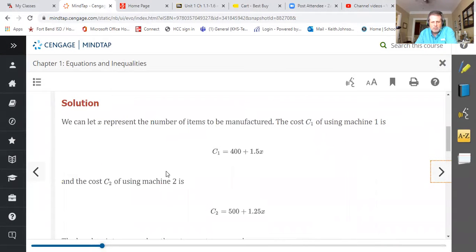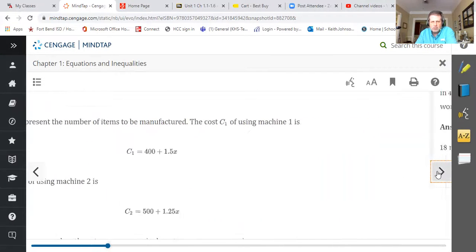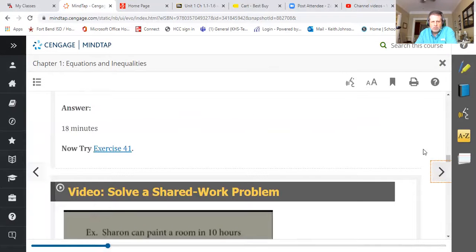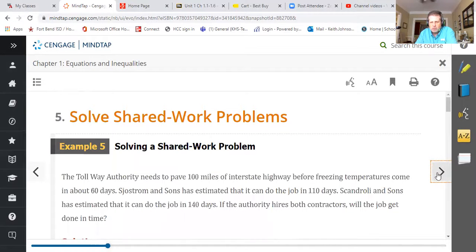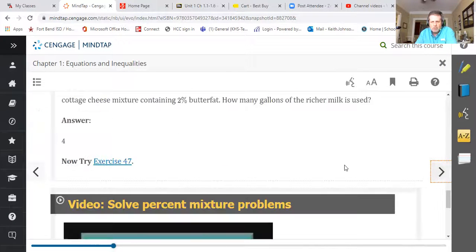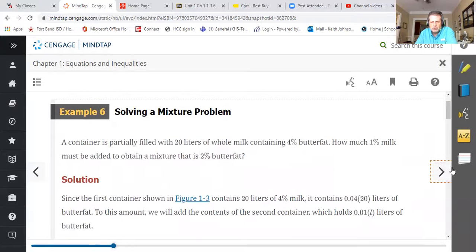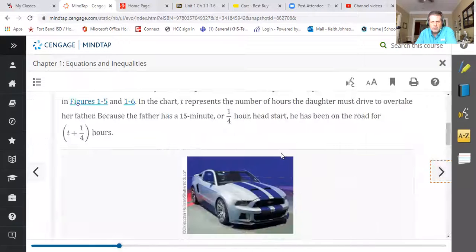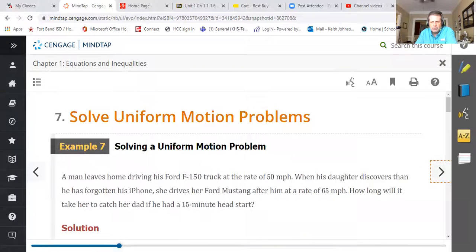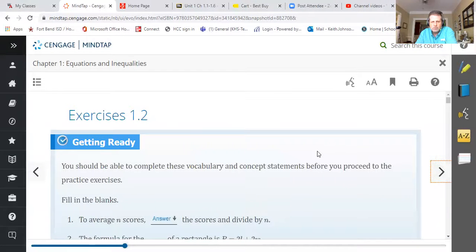What they are is you set the two equations equal to each other and see where the equal point is. Okay, and then we're not going to be doing shared work, and we're not going to be doing mixture problems, and we're not going to be doing motion problems with you. So be thankful, some of those are a pain.